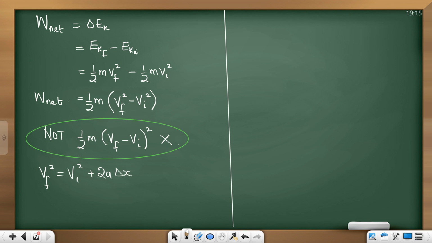If I move this one here, what would I get? Vf squared minus Vi squared equals to what? Now, here I'm trying to show you something. Can I take this back there? We're just doing mathematics now and enjoying ourselves, right? So, therefore, work net can then be written as what? 1 over 2m into 2a delta x. I want to show you how we got the formula for work.